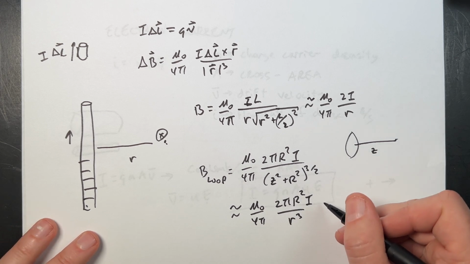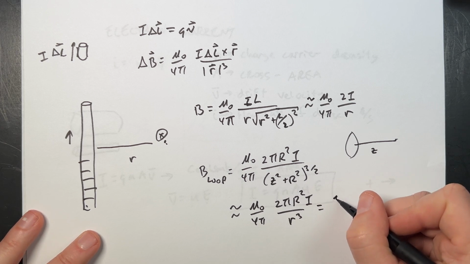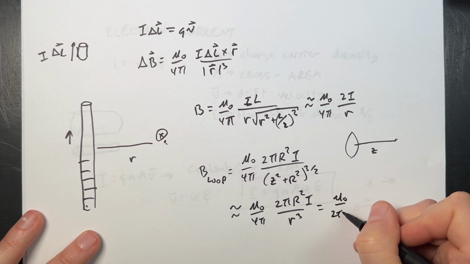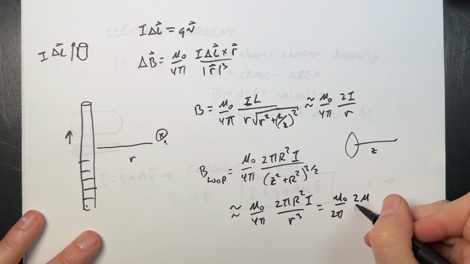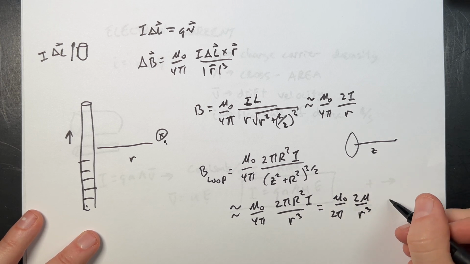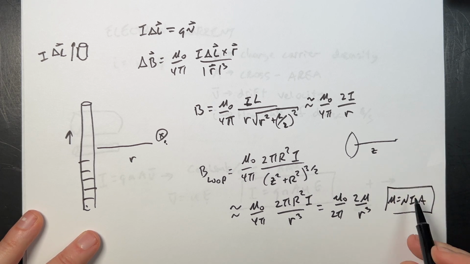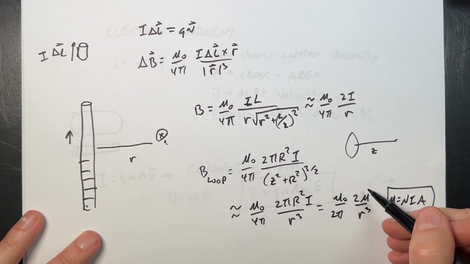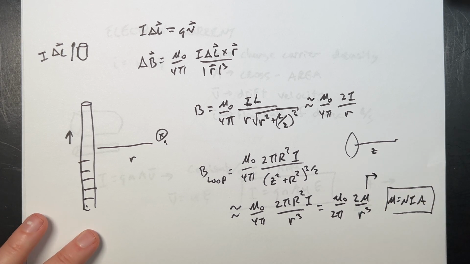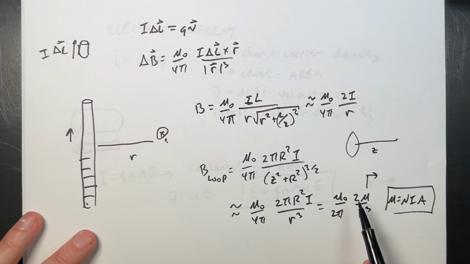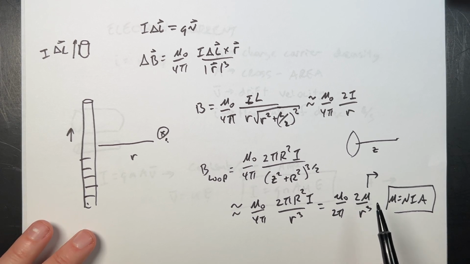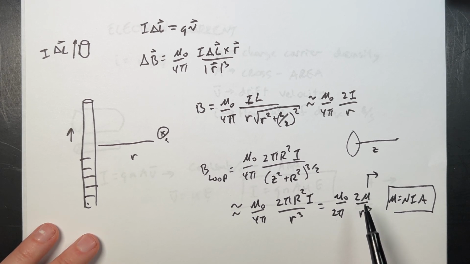So we can actually write this as mu naught over 2 pi times 2 mu over r cubed, where mu is NIA. So that's the number of loops, the current in the loop, and the area of the loop. And yes, this is the magnetic dipole moment, just like before. We had an electric dipole moment. This is the magnetic dipole moment. The equation looks the same as long as you're far enough away from the ring or the ring is small. That's kind of a big deal. Okay.